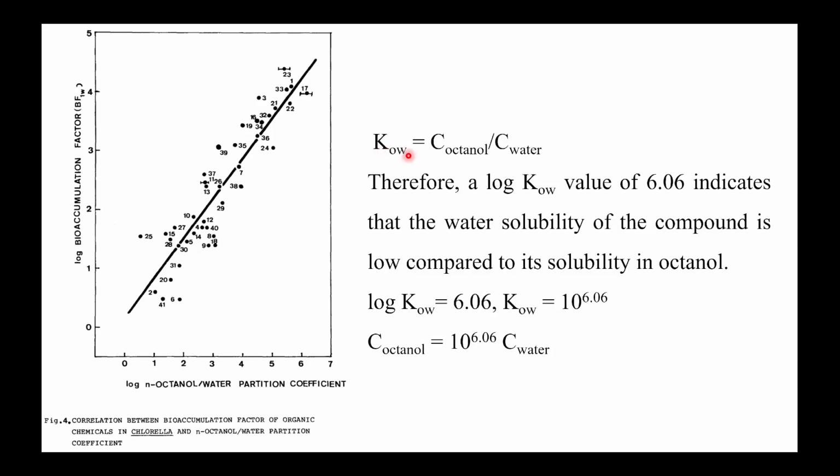Okay. So this is the partition coefficient of octanol to water, meaning the concentration of a particular compound in octanol divided by the concentration of that compound in water. So if you take the log of this partition coefficient, the value is given as 6.06. That means the partition coefficient is going to be 10 raised to the power of 6.06. So that means the concentration of benzopyrene in octanol is equal to 10 raised to the power of 6.06 times the concentration in water, which is very high. So benzopyrene is obviously more soluble in octanol than water.